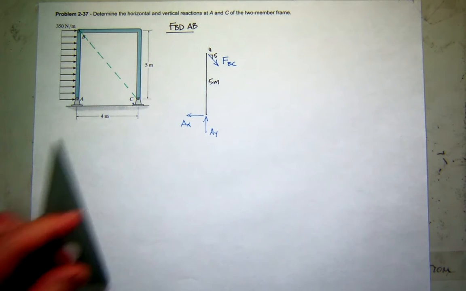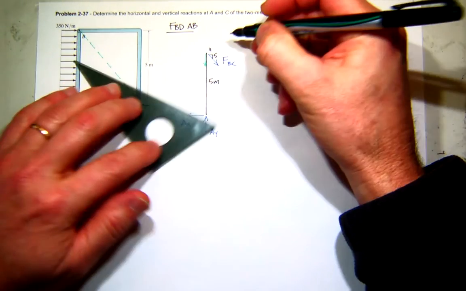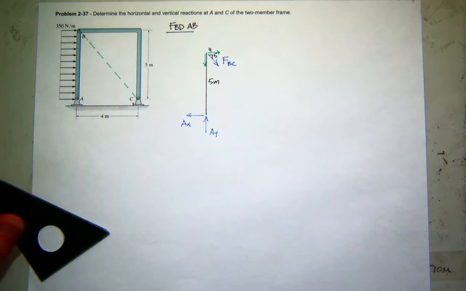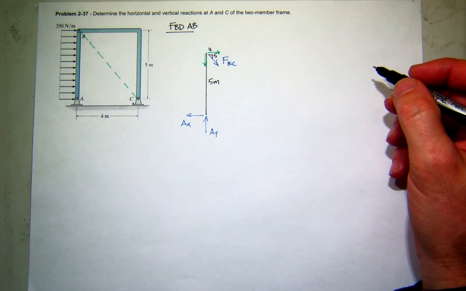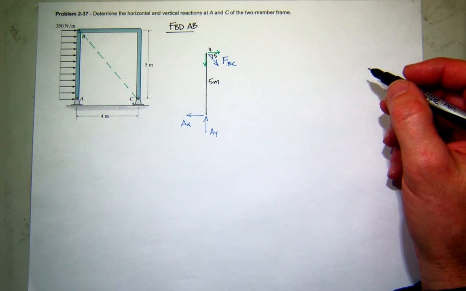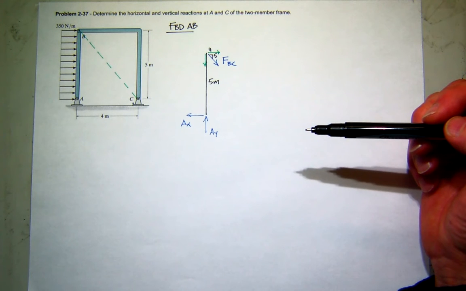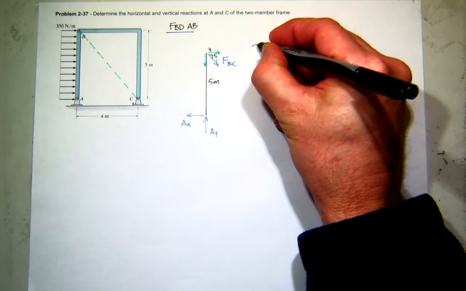But that means I can break that down into a y component and an x component. So let's solve for these guys. How do I do that? Where's a good place to sum moments? A. I like that. So let's do it.